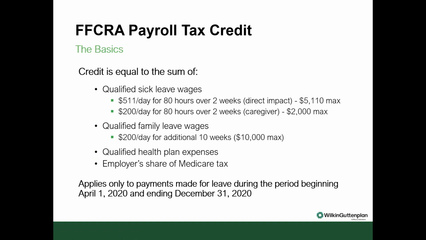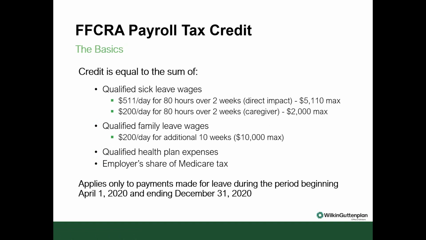So an individual who was sick themselves, so this direct impact, they were required to be paid a maximum of $511 a day for 80 hours over 2 weeks. So it's basically 10 days of pay. So that turns into a $5,110 maximum credit to the employer making these payments. For the caregivers, it was a $200 maximum per day payment over a 2 week period, so $2,000. So that's the sick leave component, and that's a 2 week max payment requirement.